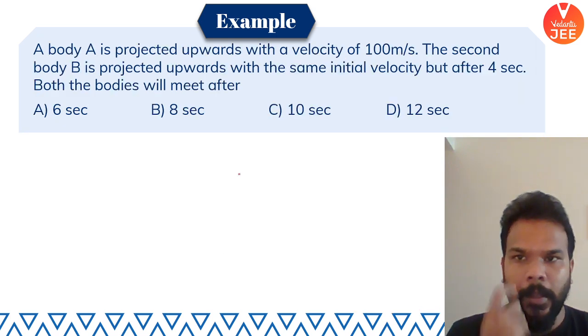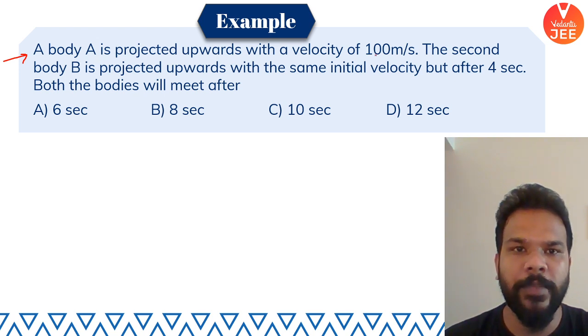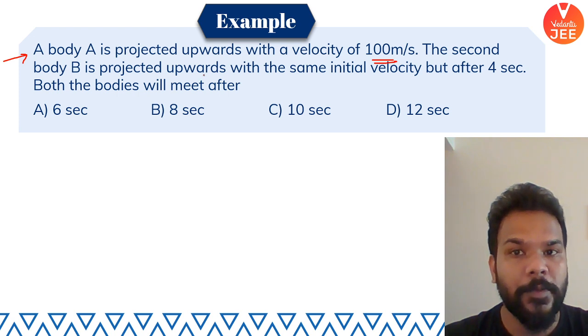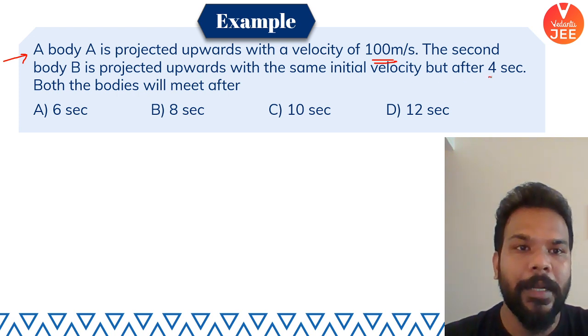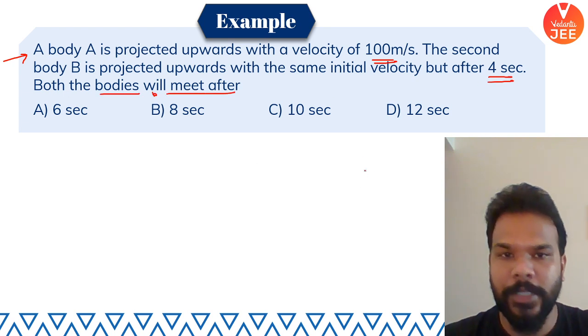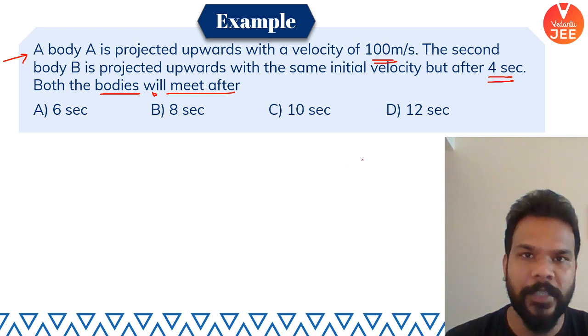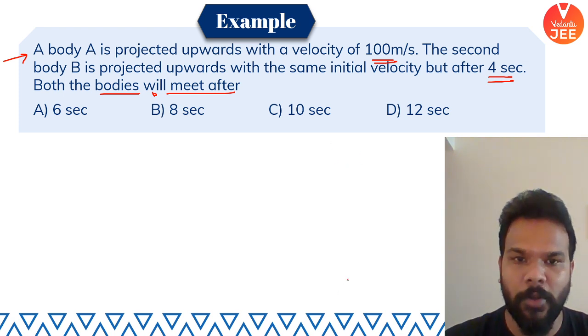Now this one says that a body A is projected upward with a velocity of 100 meter per second. The second body B is projected upward with the same initial velocity, that is 100 meter per second, but after 4 seconds, and both the bodies will meet after how much time? From obviously the first body, since the time it was thrown, that is the time when we started our stopwatch.